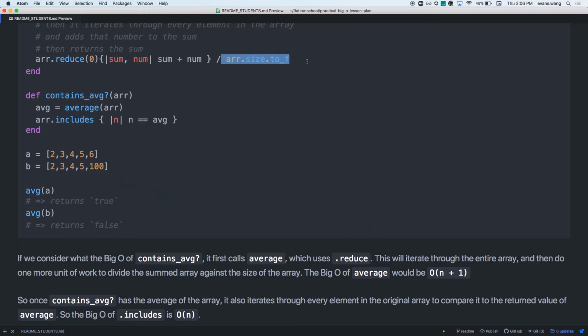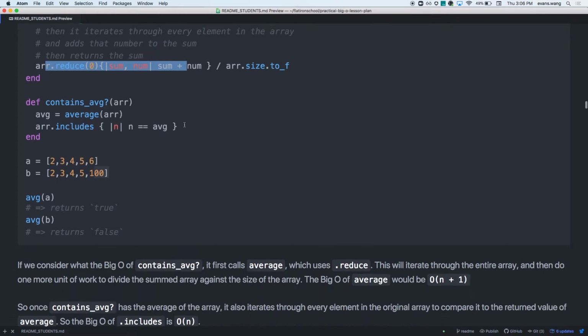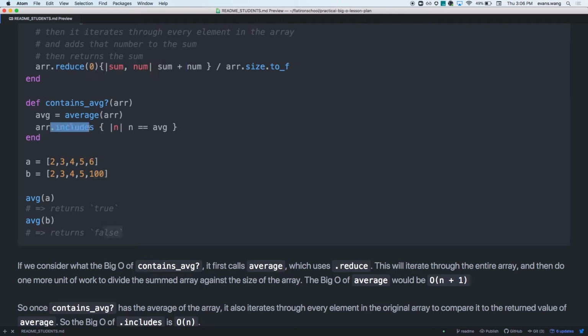So we can think of this whole method, where the first 5 lines are comments, right? So whatever. This whole method right here is O of n plus 1. You have the whole iterator, which we've discussed as O of n, plus this one divide. It has to do one additional unit of work. So far, so good. Okay, great. Now, what about this dot includes?